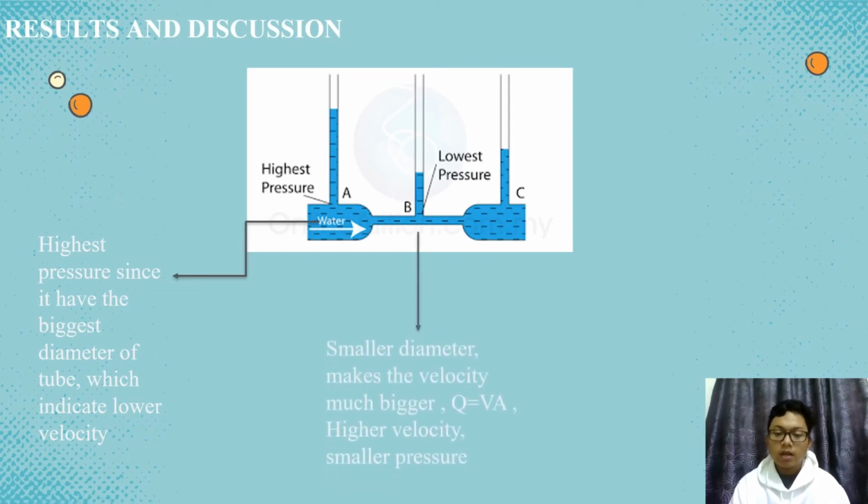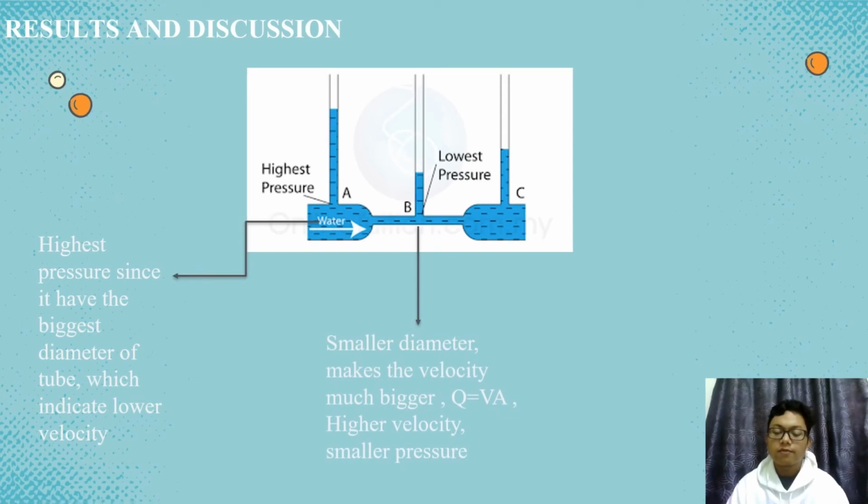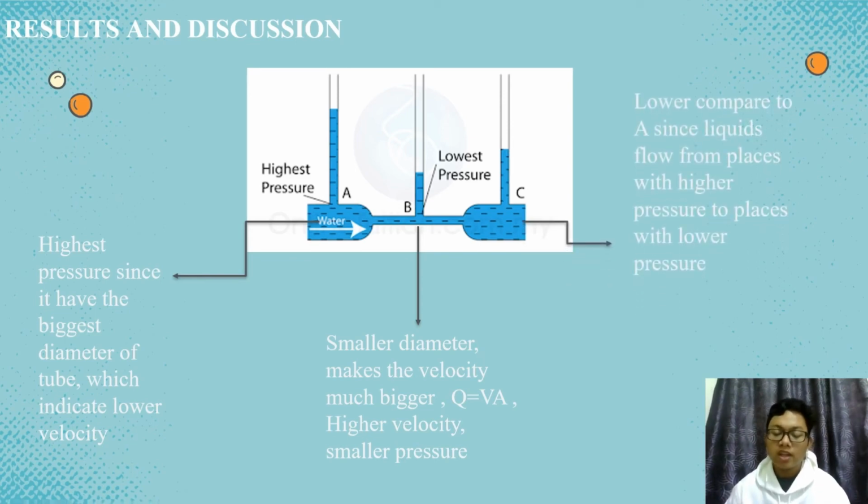At B, the smaller diameter will cause the velocity to become bigger. In the formula Q equals VA, we see that when A decreases, V increases. So the higher the velocity, the smaller the pressure, where we can see the water rise in tube section B is smaller. Meanwhile at C, although it has the same diameter as A, we know that liquids flow from places with higher pressure to lower pressure. So A has the higher pressure and C has the lower pressure, so the water moves from A to C.